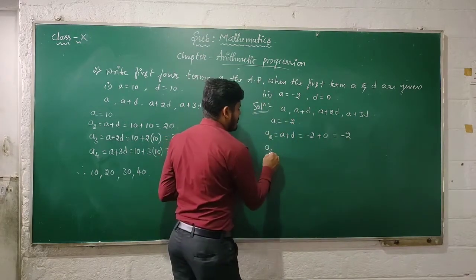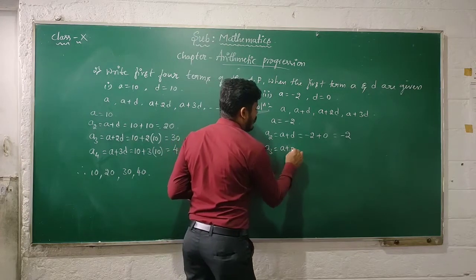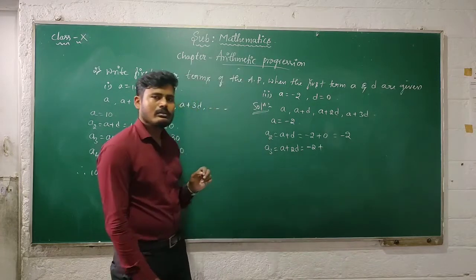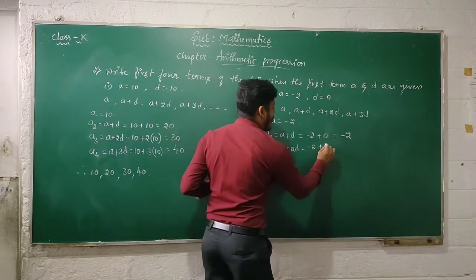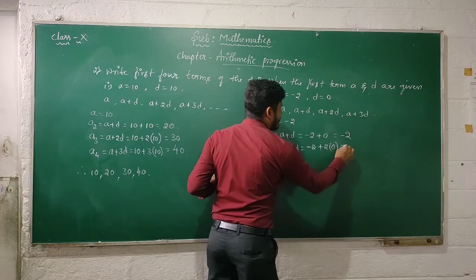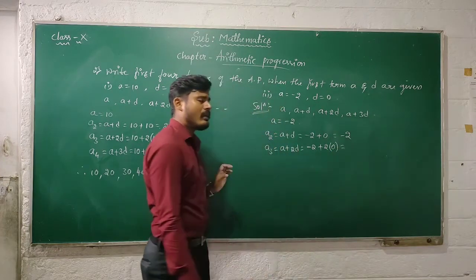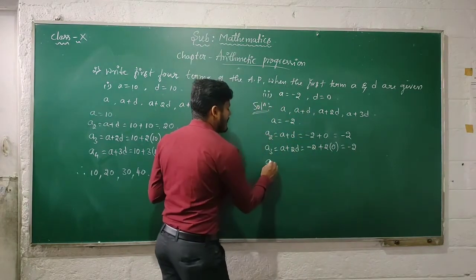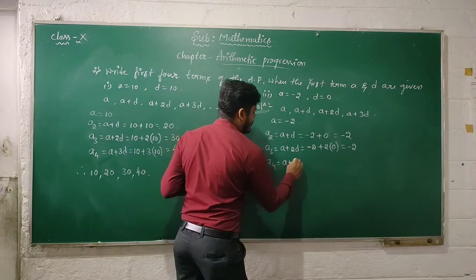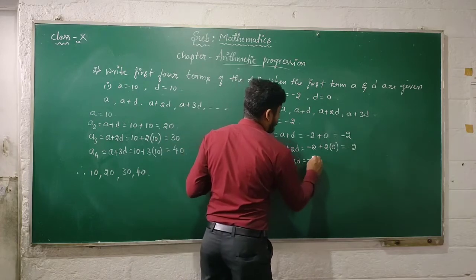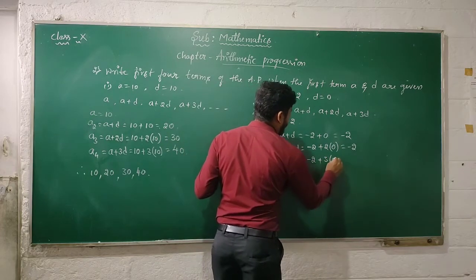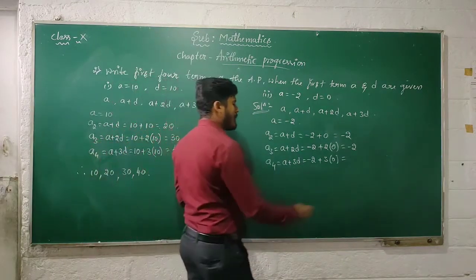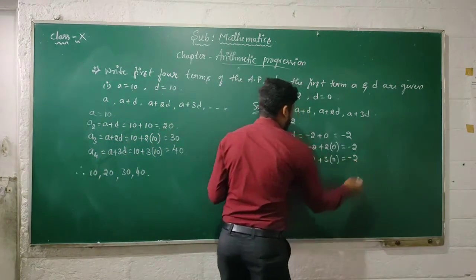Then A3, the third term, A plus 2 into D, is equal to minus 2 plus 2 of D, which is 0. 2 zeros are 0, so then 0 minus 2 is equal to minus 2. Then the fourth term, A plus 3 into D, is equal to minus 2 plus 3 of 0. 3 zeros are 0, 0 plus minus 2 is equal to minus 2.